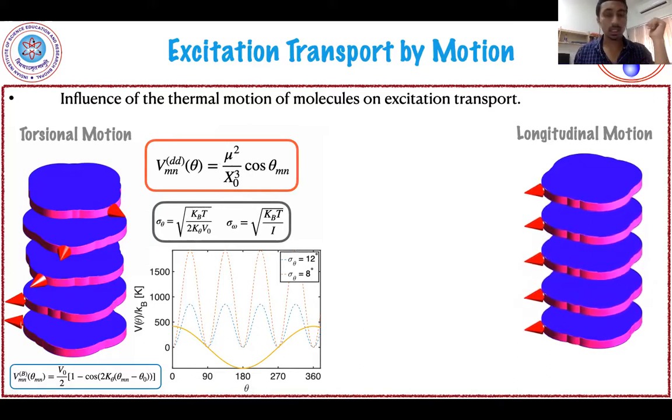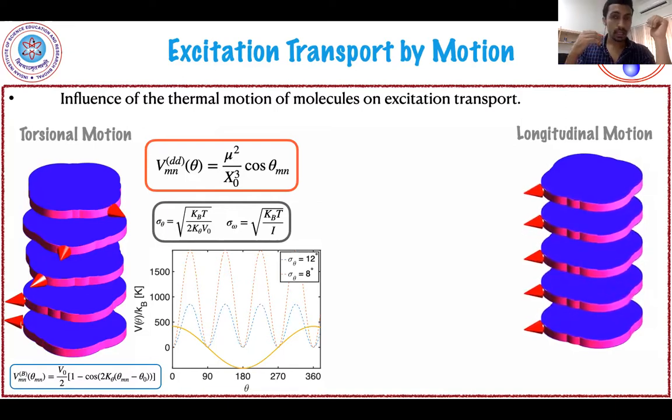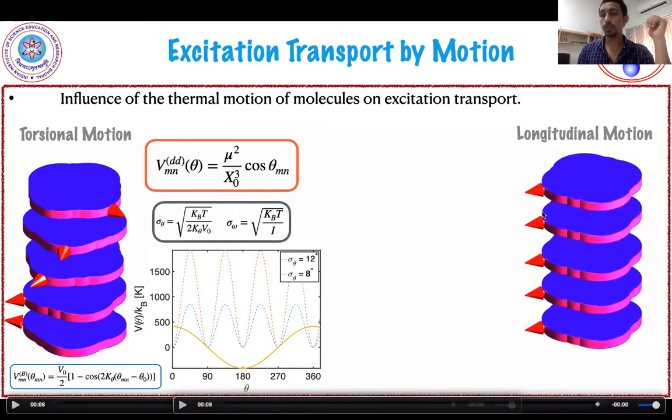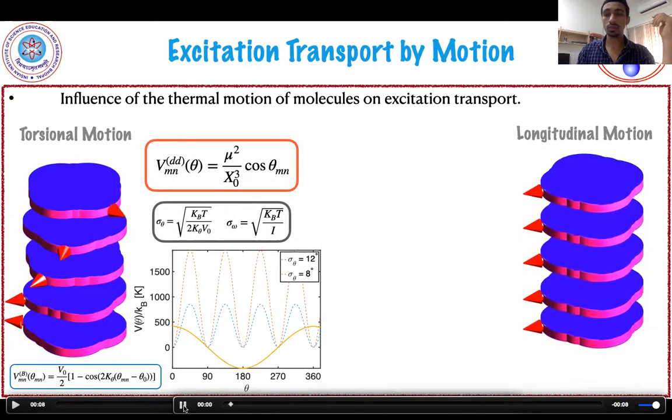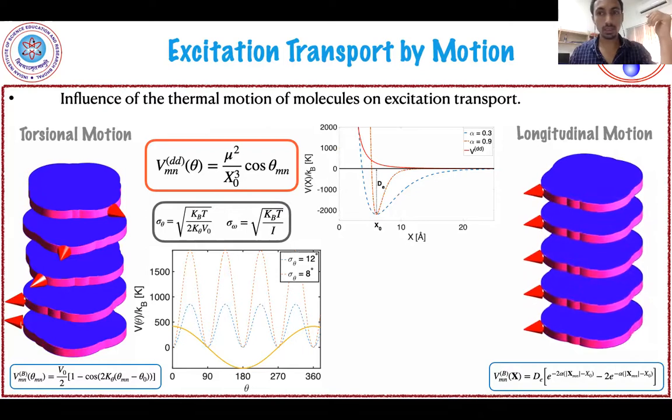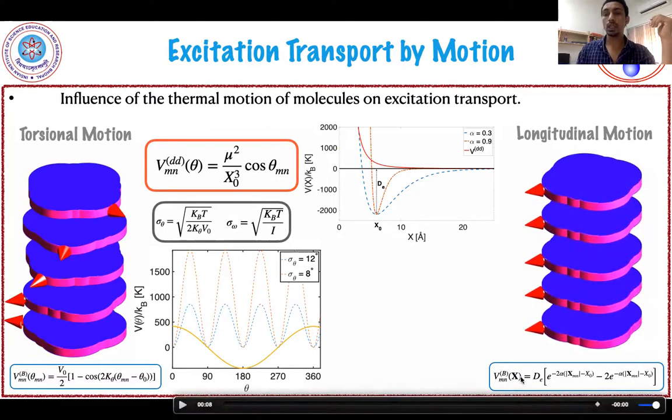The second type of motion that we take is the longitudinal motion, where the direction of the transition dipole moment is now fixed, but the molecule can move along the aggregation axis. As you see in this movie, to model the dynamics of molecular motion, we use the Morse potential, which is shown in this figure, where dE is the depth of the potential, alpha controls the width of the well, and X0 is the equilibrium position.